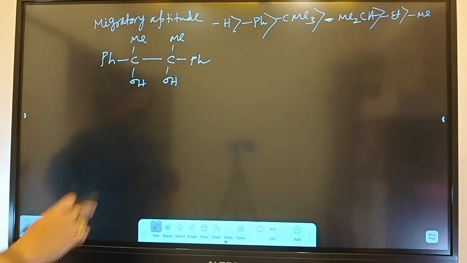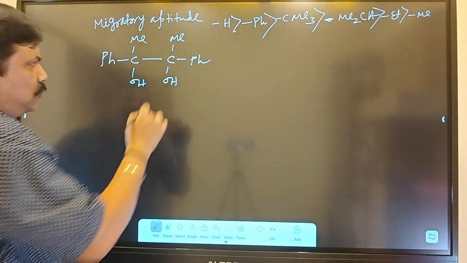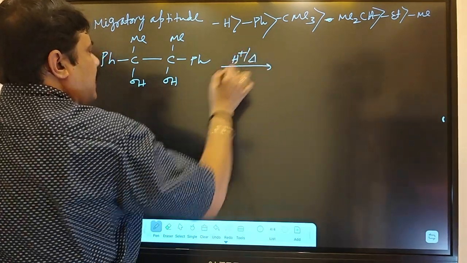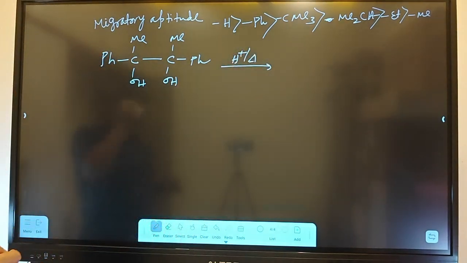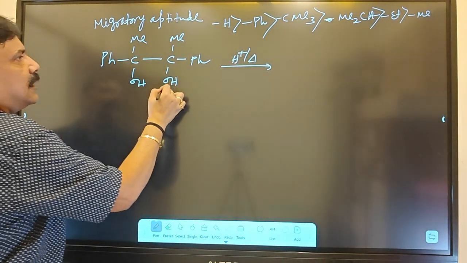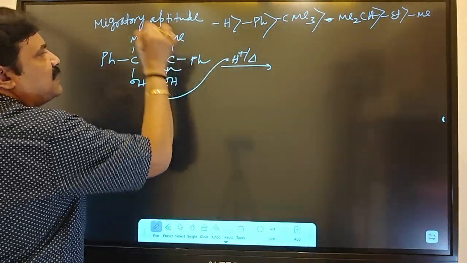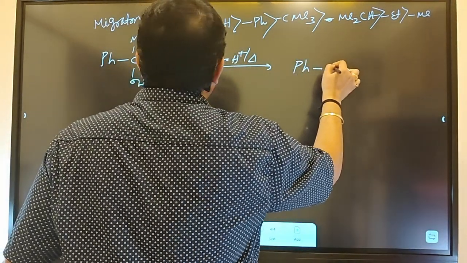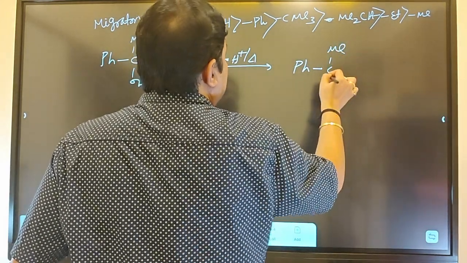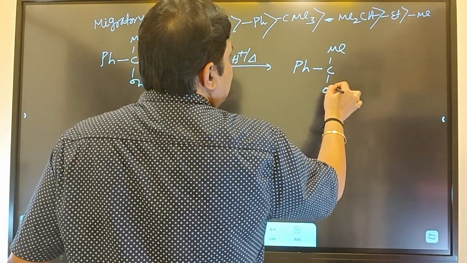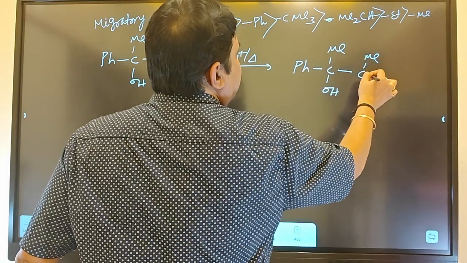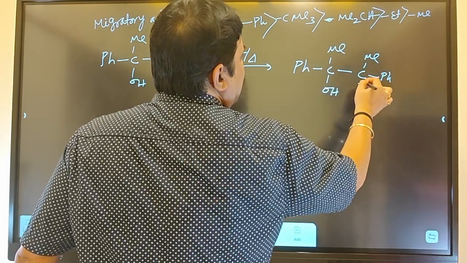Now if you look, both are equivalent, so you can protonate at any one place, here also with H+ and heat. Here I am doing the protonation, this bond is ruptured, and then immediately I will get a situation like this. So here Me, here phenyl, and here the carbocation.